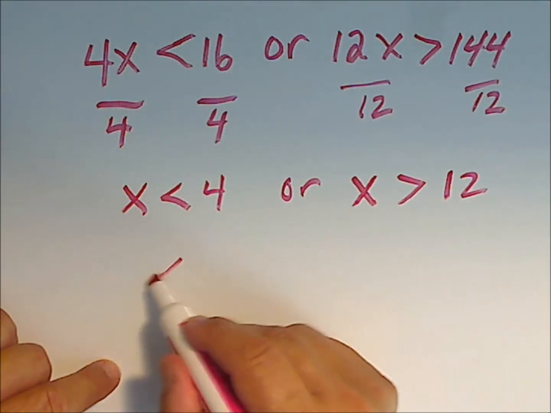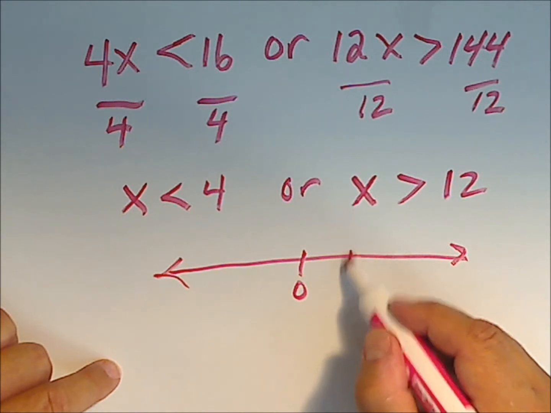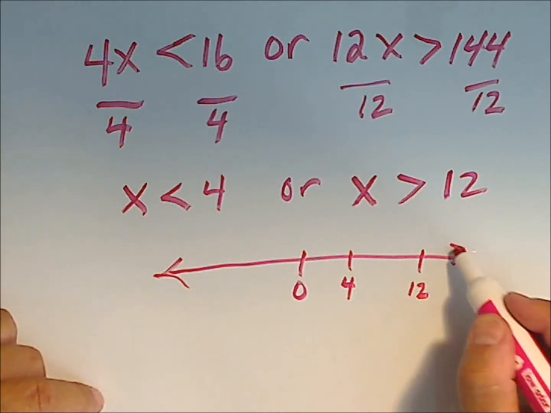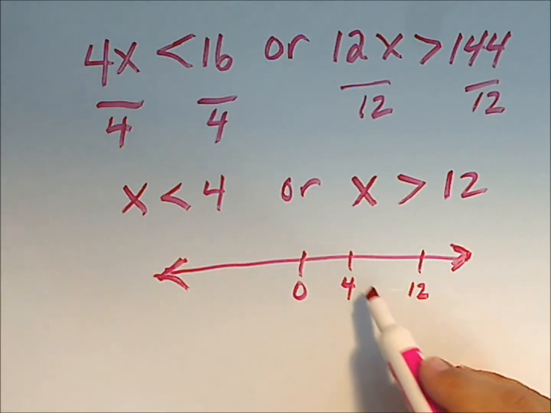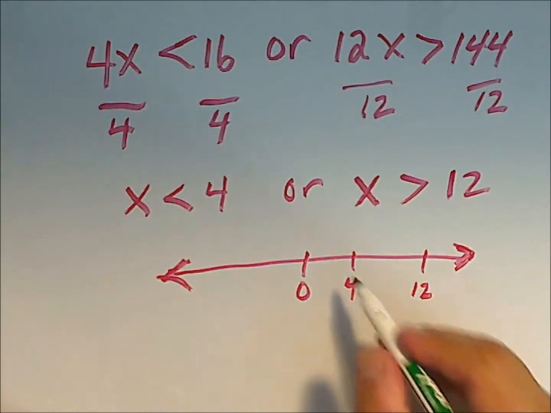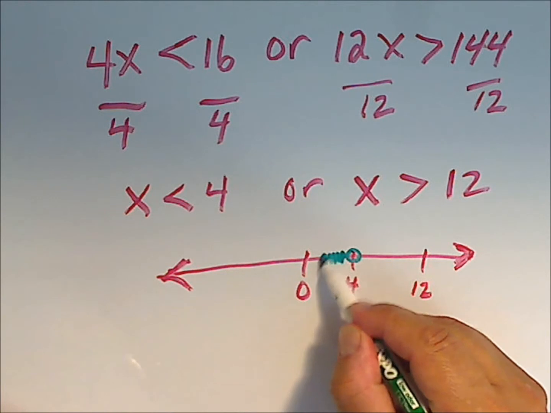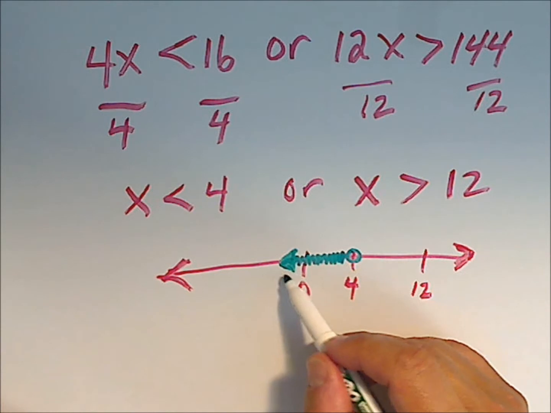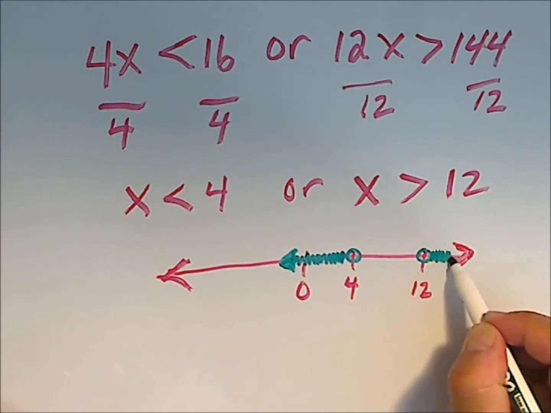At this point, I'm going to graph this. I have a 0. 4 is about here, and 12 would be about there. Again, these are just basic inequality graphs. We're not going to use a ruler. So x has to be less than this 4. If I'm less than this 4, I'm going to have an open dot here because it's not an "or equal to," and it's everything less than that, all the way to the left. Or x is greater than 12, not equal to it, so I use an open dot.